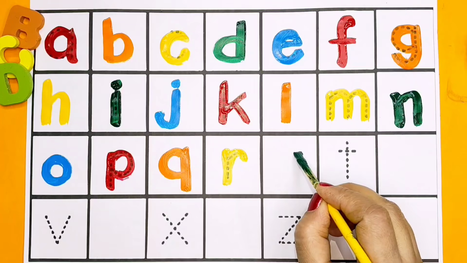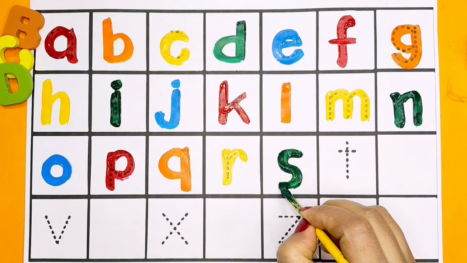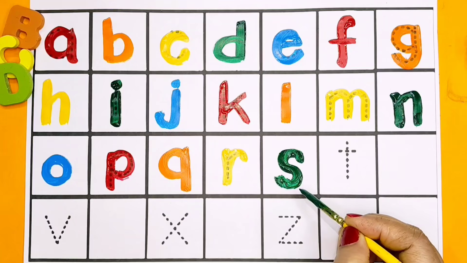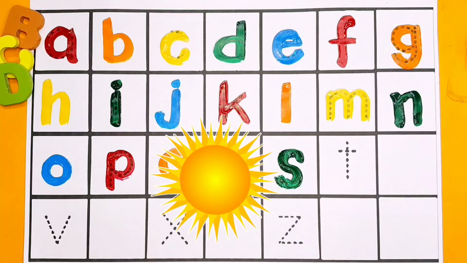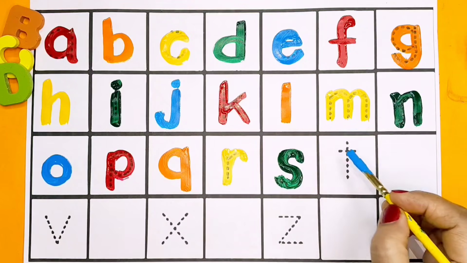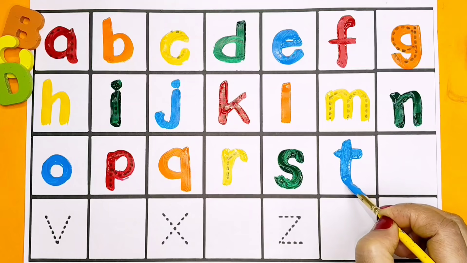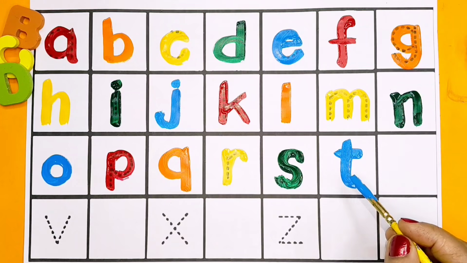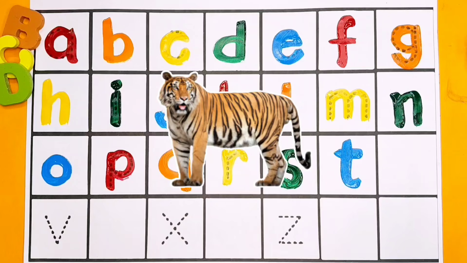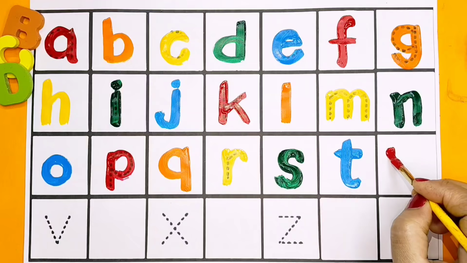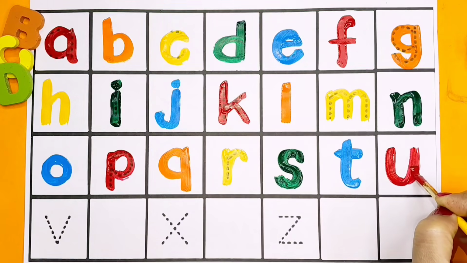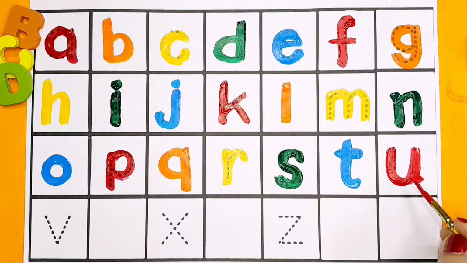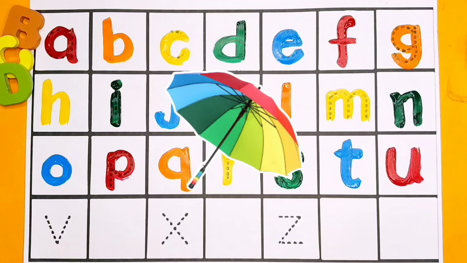Dark green color. Missing letter S. S for sun. S for sun. Sky blue color. T. T for tiger. T for tiger. Red color. U. U for umbrella. U for umbrella.